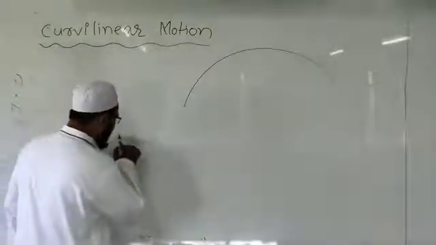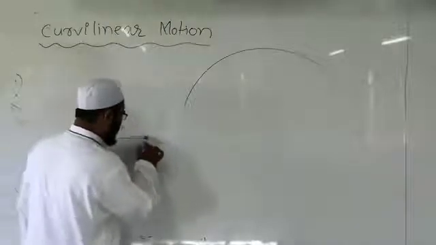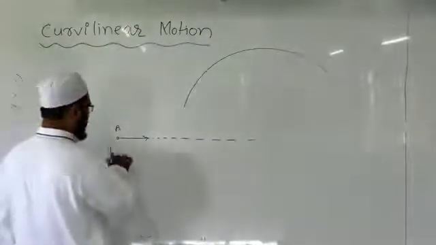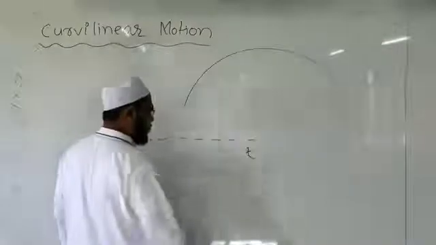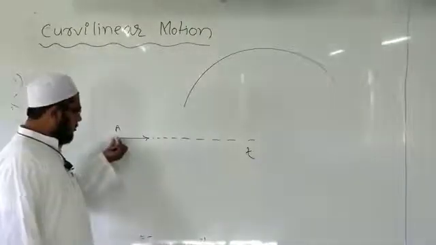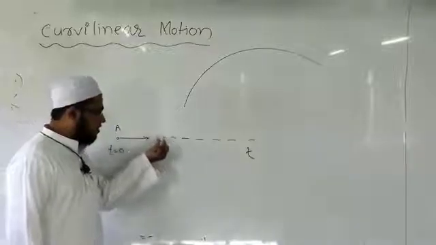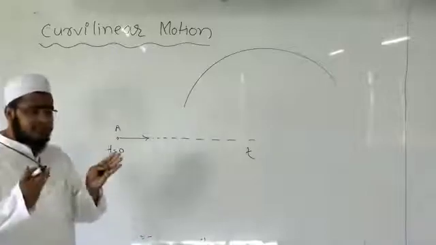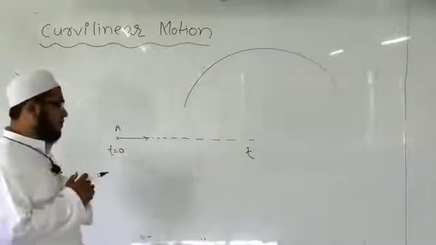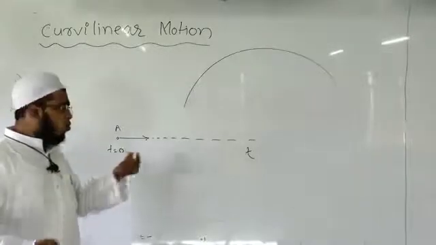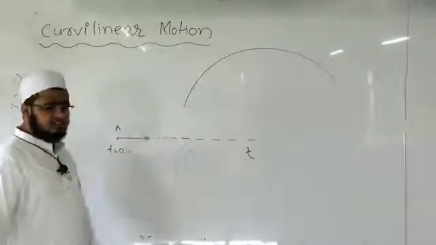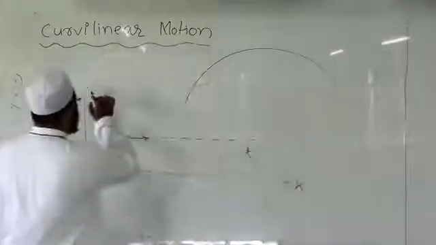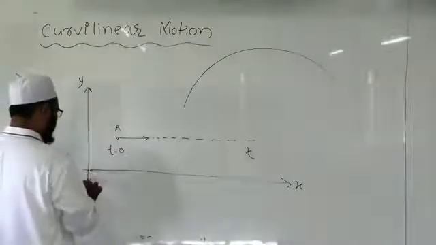For example, if a particle starting from point A is moving towards the right direction for a particular distance from t equal to 0 to t equal to t, slowly this particle is changing its position, moving towards the right. In this case, if we describe the motion of this particle A in a coordinate system, only the x coordinate is changing. Assume the reference axes are x and y.